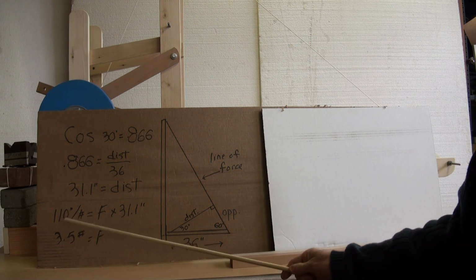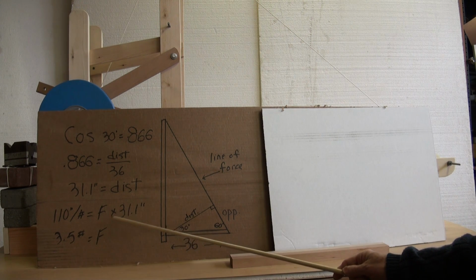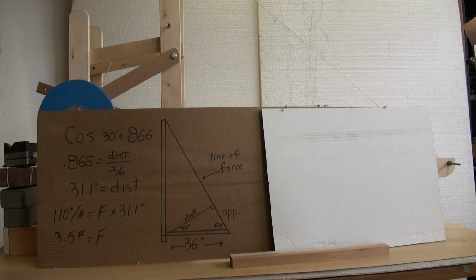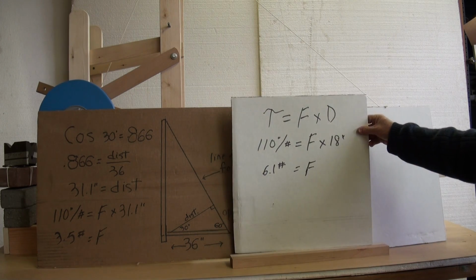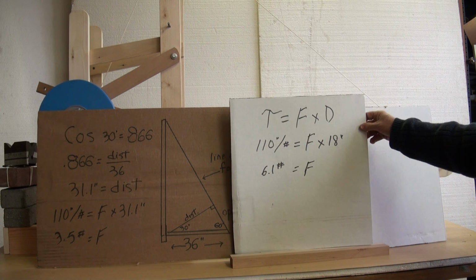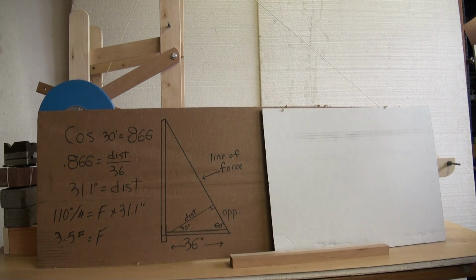So we have the torque, we have the distance, simple algebra, and we find the force is 3.5 pounds, which is a lot less than when the angle of the string was at 30 degrees. 6.1 instead of 3.5. So the guy was right. We changed the angle, a lot less force is required.